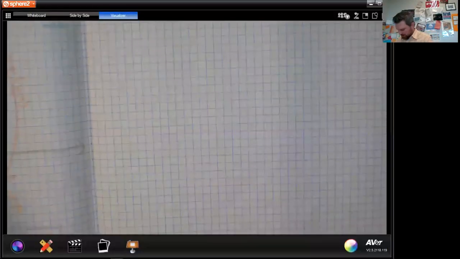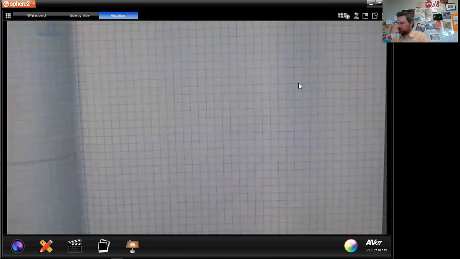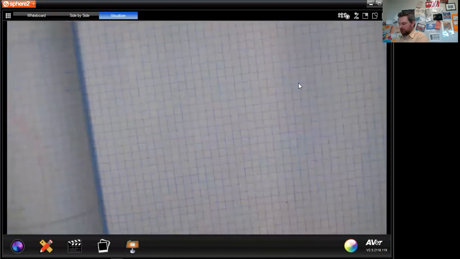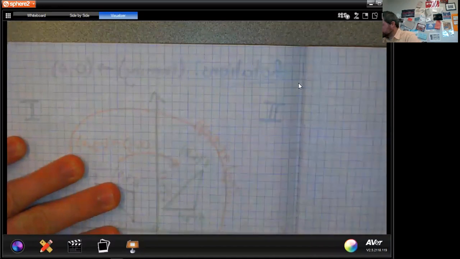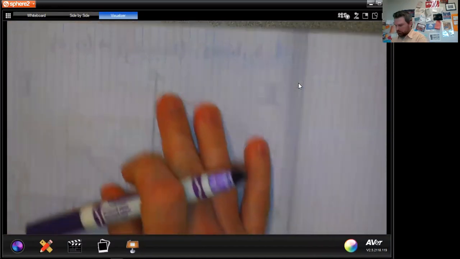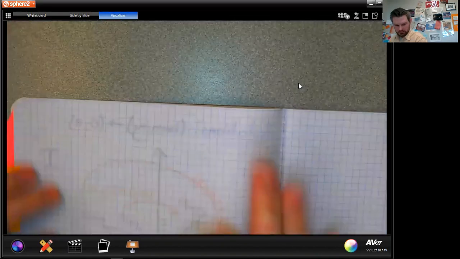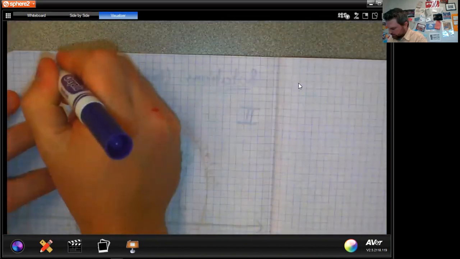I'm going to share with you my document screen here. Like I said, we are going to start on page 24, which is right after the rotations lesson. We're going to do two on this page and two on the next page. So let's write combos.